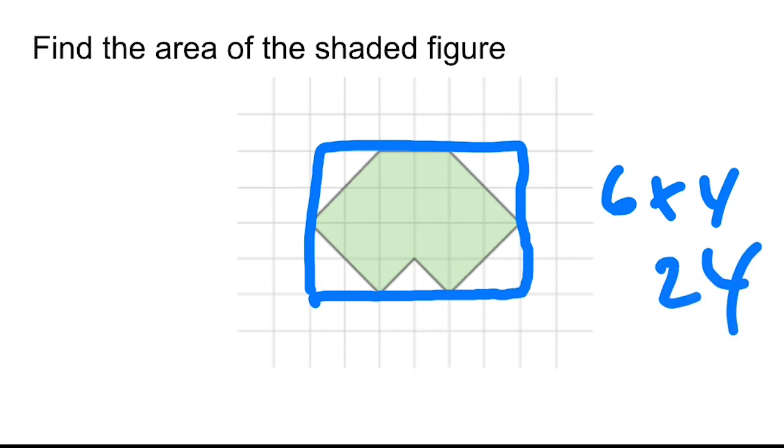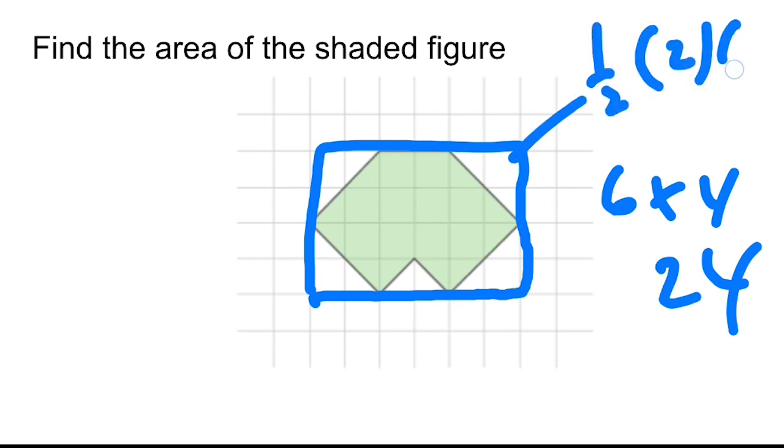Now I'm going to subtract out each of the white triangles. This triangle is 1/2 times the base, which is 2, times the height, which is 2. 2 times 2 is 4. 1/2 of 4 is 2. So this is 2 for this triangle.